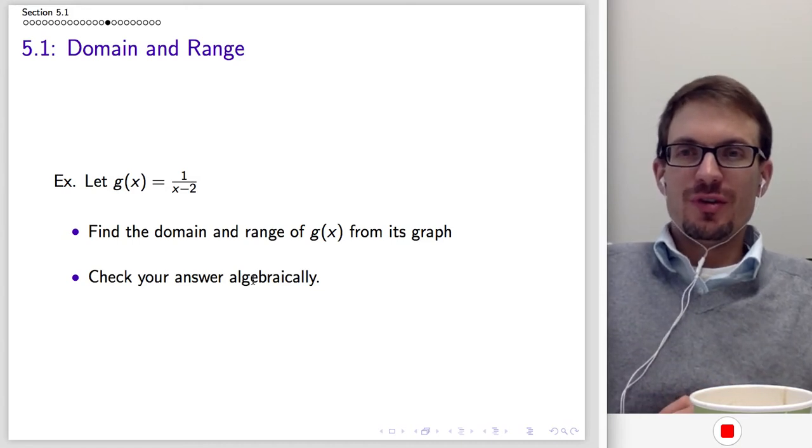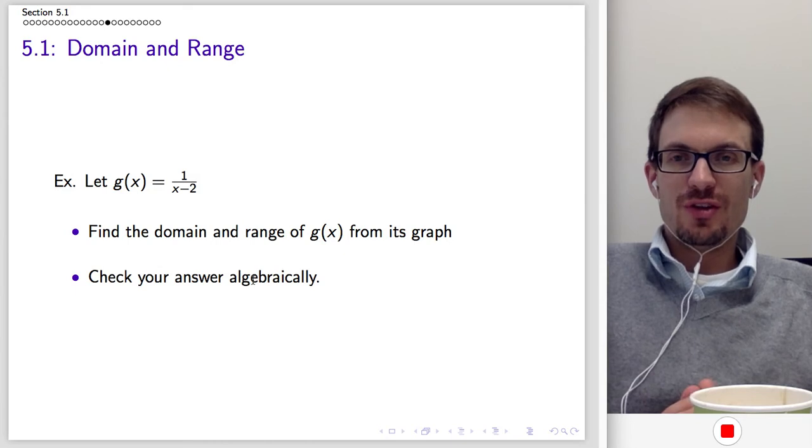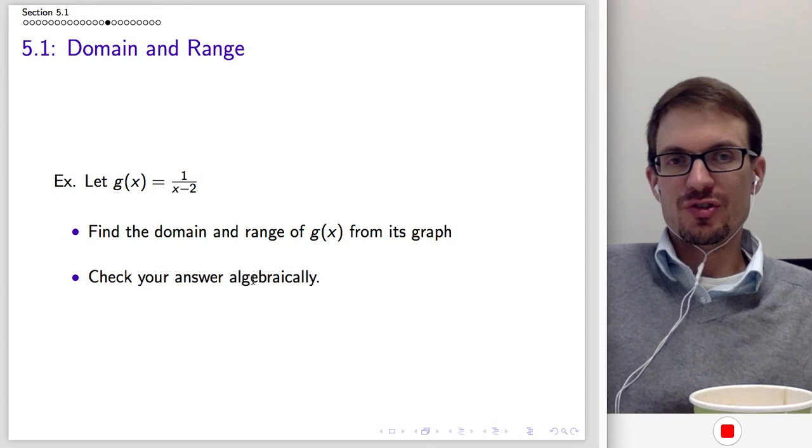How about this one? Let g of x equal 1 over x minus 2. Find the domain and the range, and then check your answer algebraically. All right, let's first get its graph, and then let's check it algebraically.